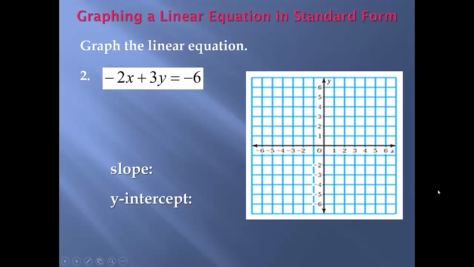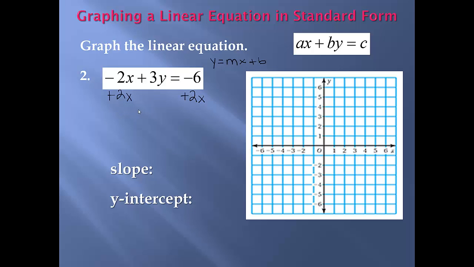We're going to graph another linear equation. For number 2, we have -2x plus 3y equals -6. This equation is also in standard form. It's in the form ax plus by equals c. So we're going to solve this equation for y. We're going to put it in slope-intercept form, that would be y equals mx plus b. To solve this equation for y, we first need to add 2x to each side.